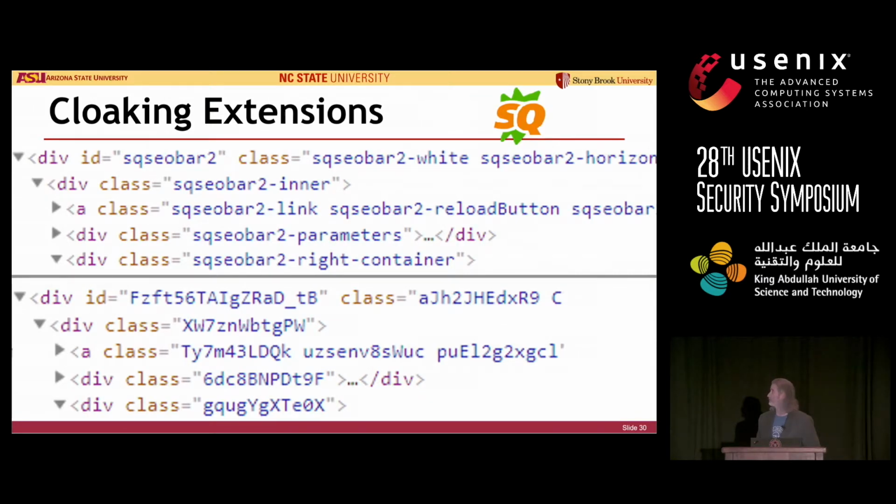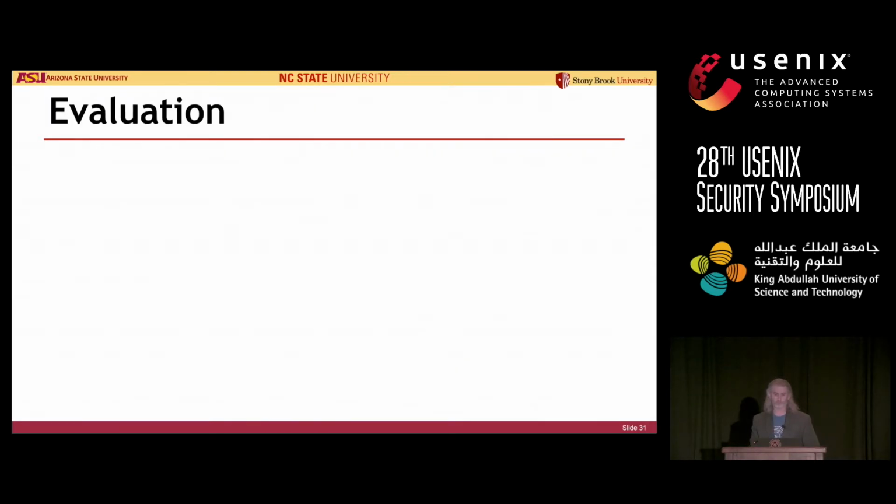So here's an example of a cloaked extension. This is the SEO bar. You can see the before above and the after it's cloaked below. And the different IDs and class names are all randomized to new values with differing lengths and differing values. So how do we evaluate this?